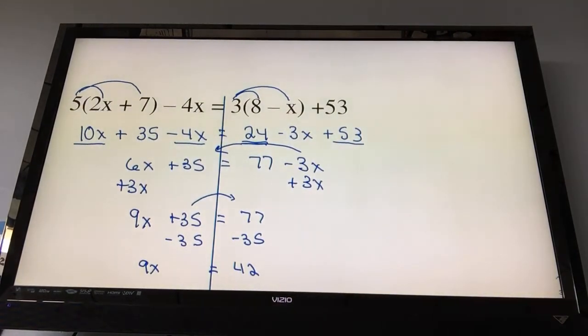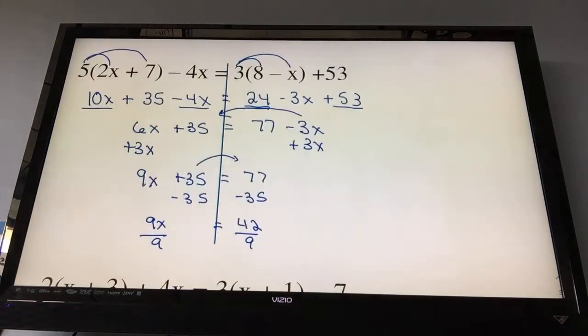What do I do next? You divide 42 by 9. Divide by 9. And I get a really bad decimal. So what buttons do I press now on my calculator?